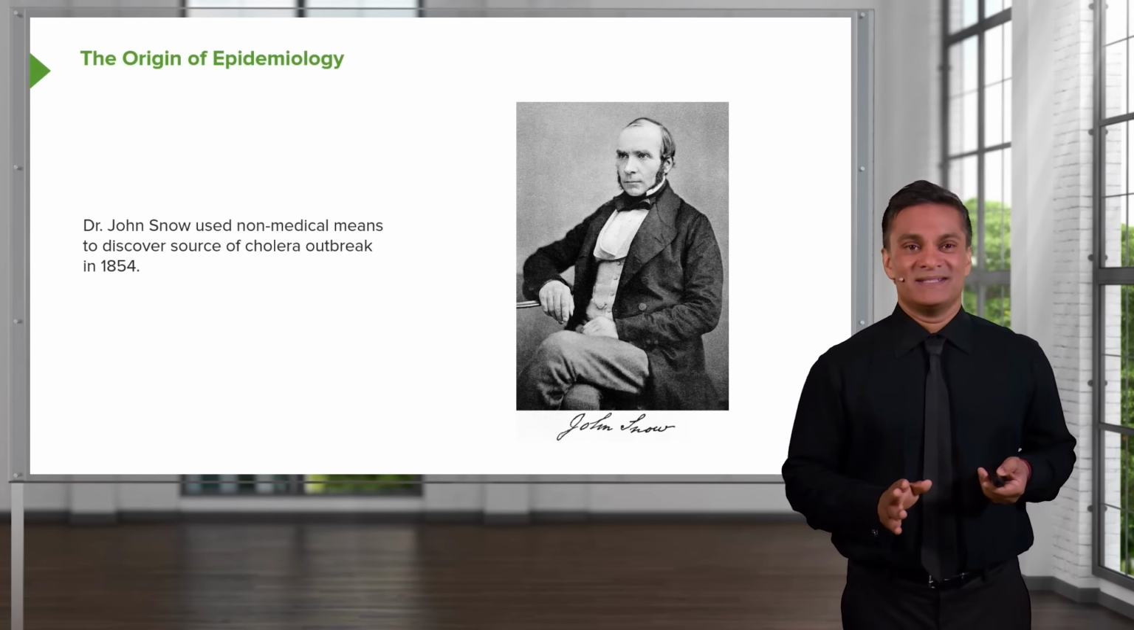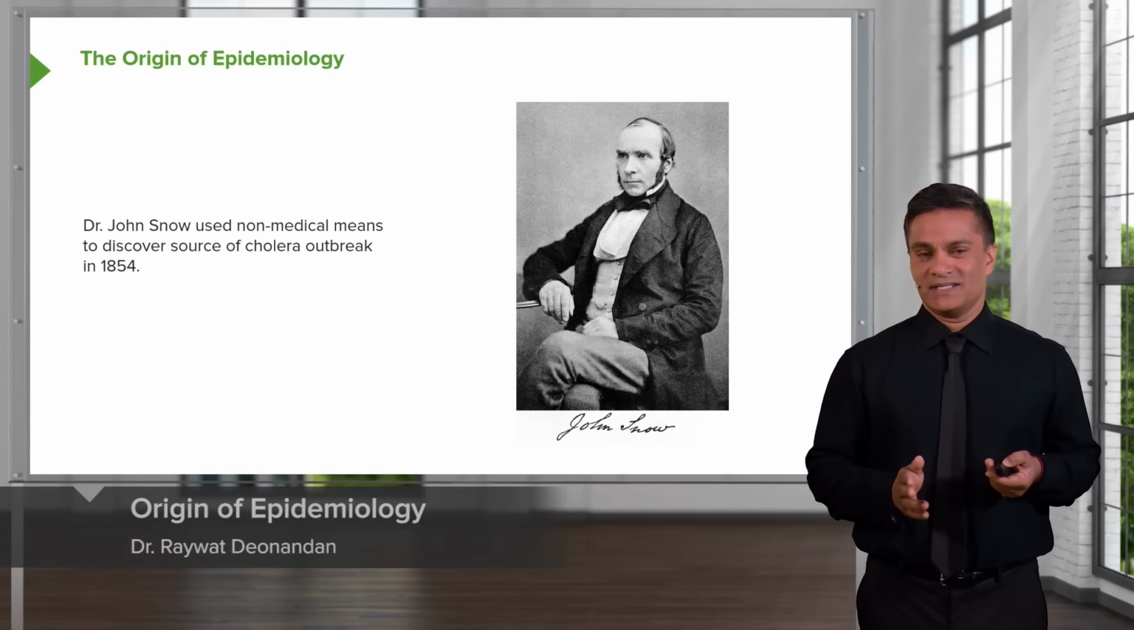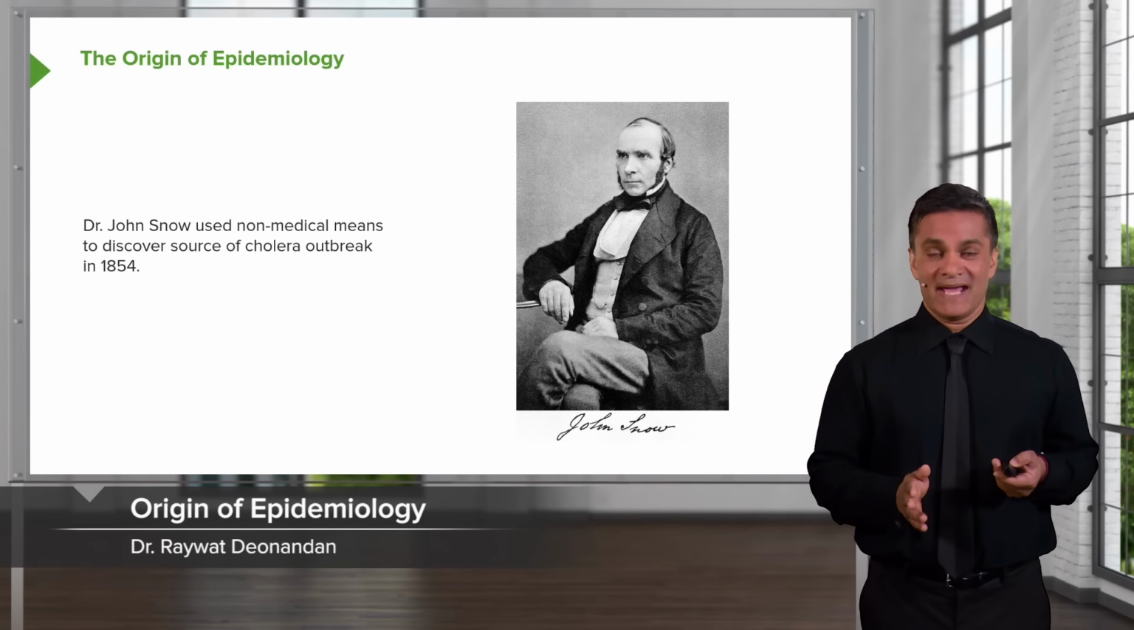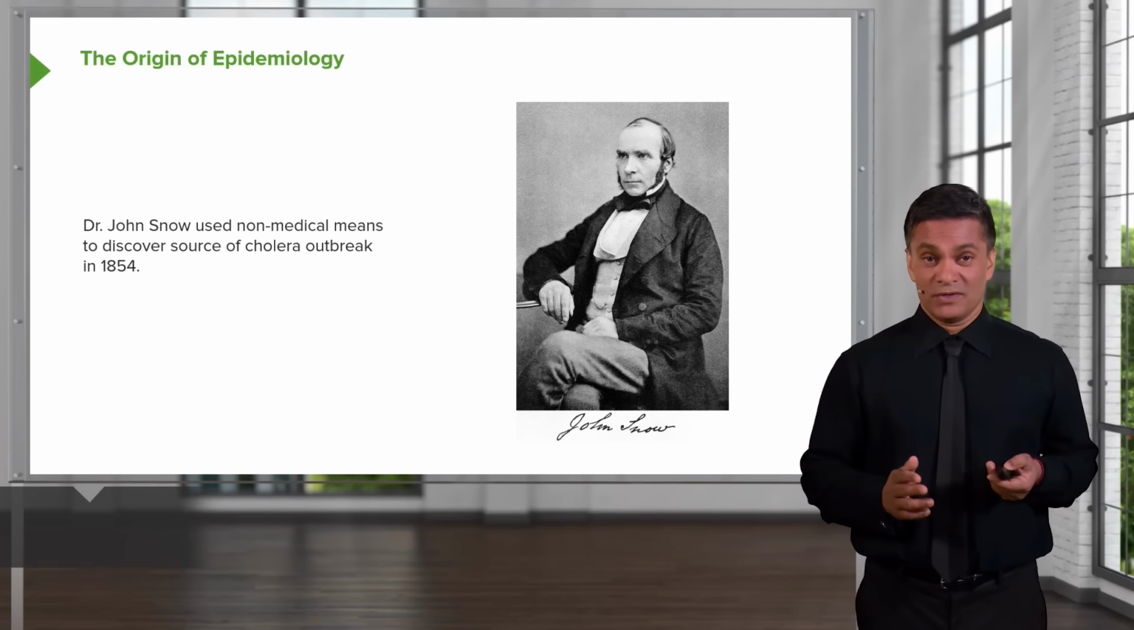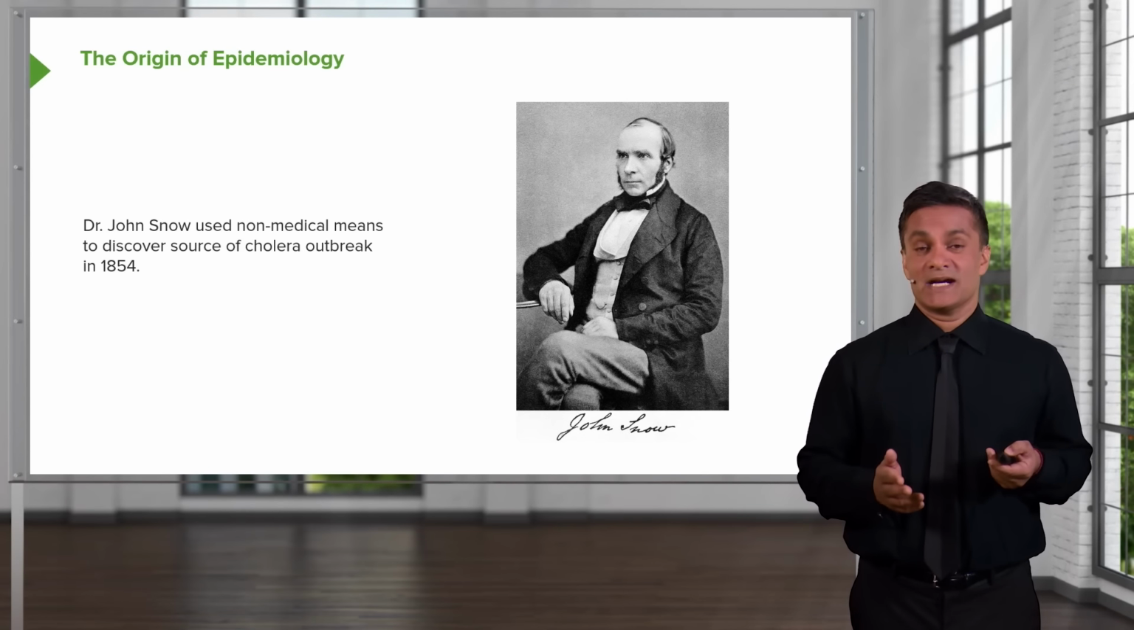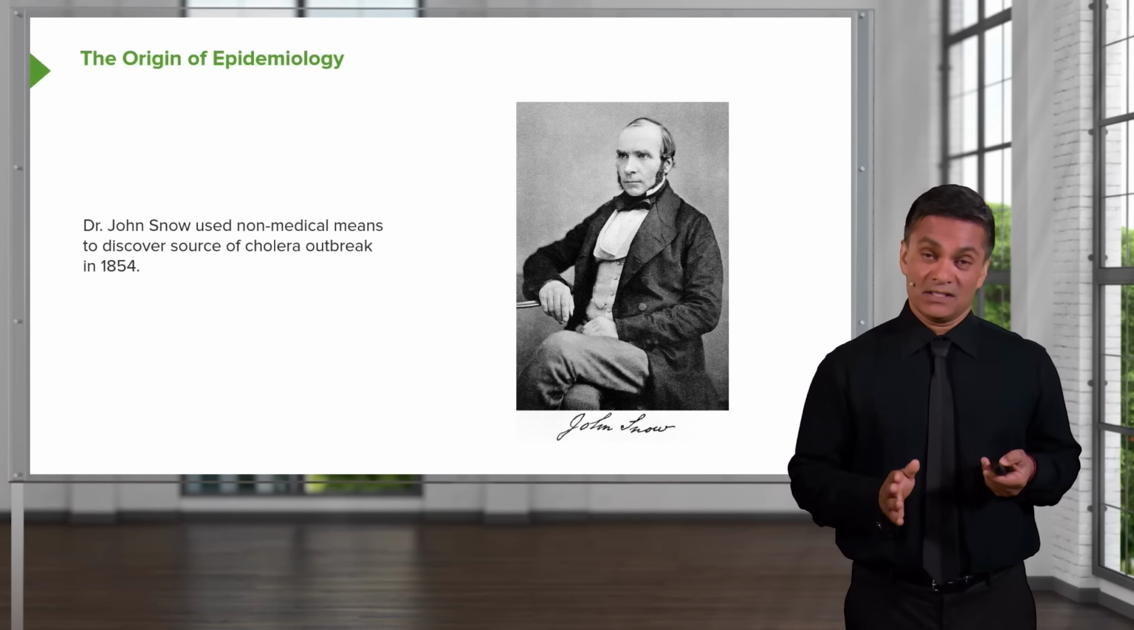Our story begins in the early 19th century in London, England, when a man named John Snow, whose name you might have heard of, decided to investigate a cholera outbreak that was happening in London at the time. Now, back then, we didn't know a lot about what caused diseases. There were a few theories. Some were more fantastical than others, but there wasn't a lot of evidence to support many of the theories.